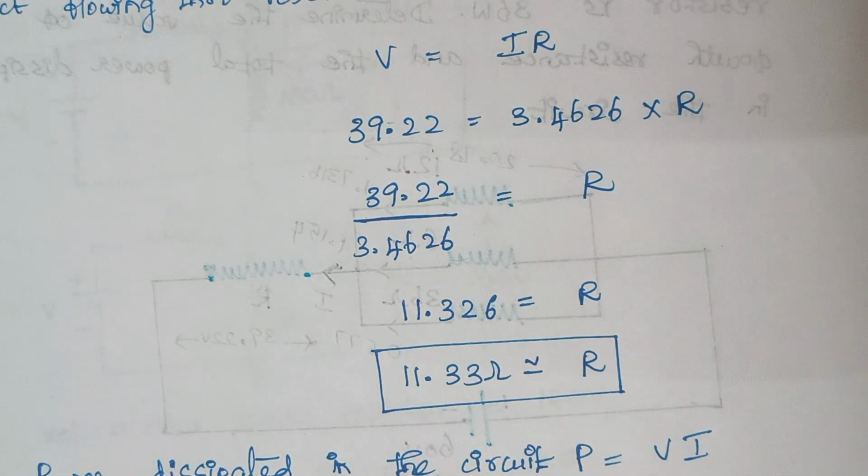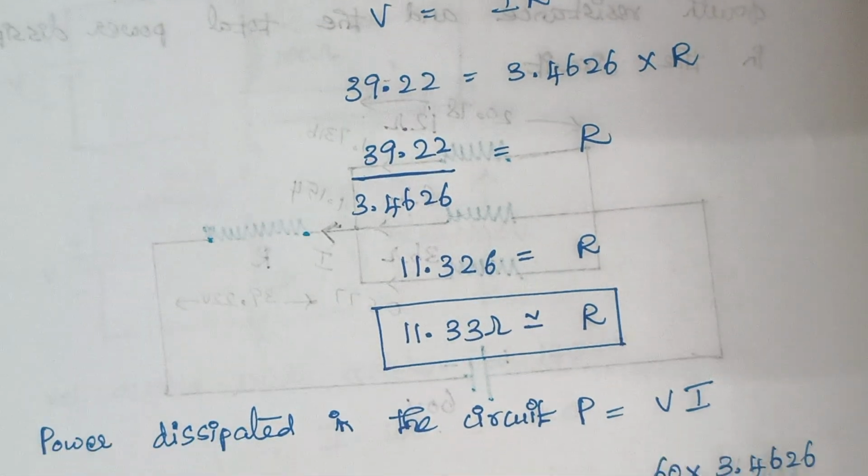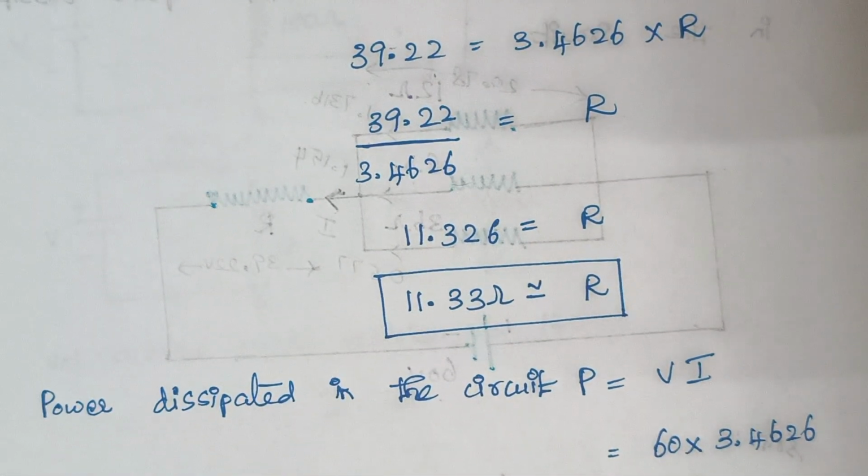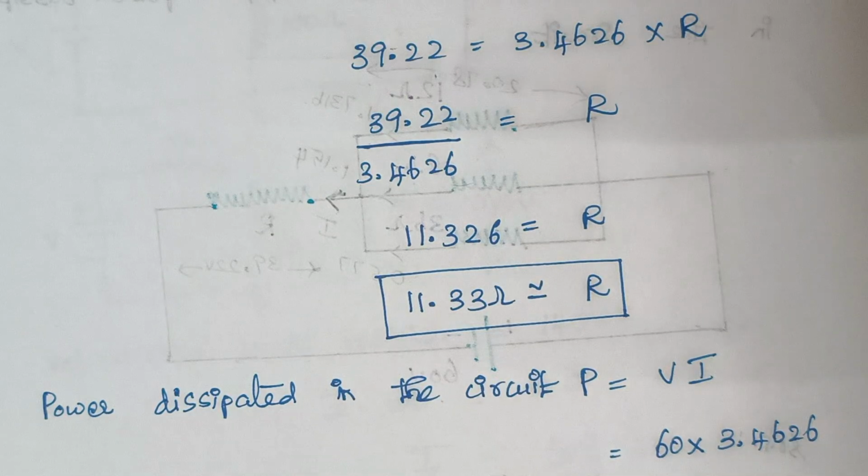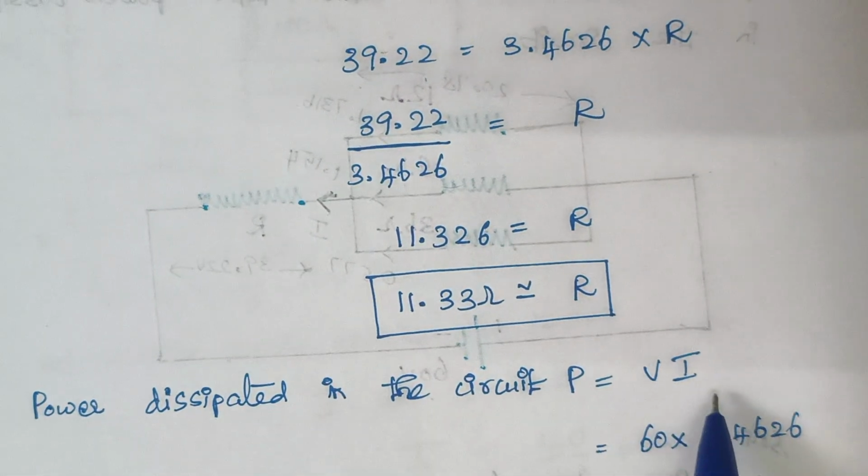And the next thing is they are asked to calculate the power dissipated in the circuit. So what is the formula for power? It is nothing but V into I, right?